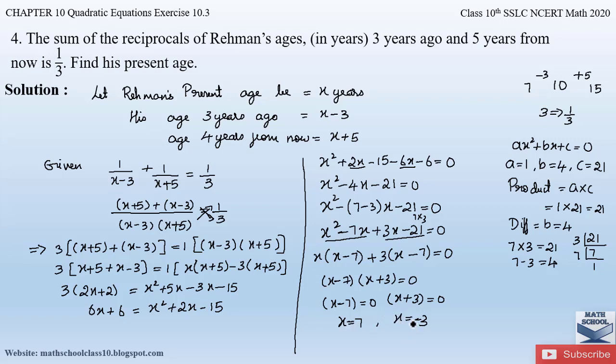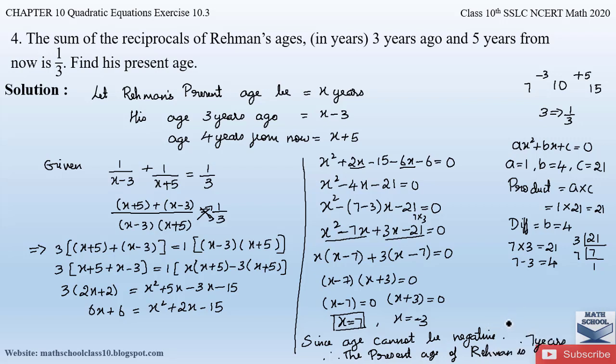Now here you observe we have got two values, x is equal to 7 and x is equal to minus 3. But initially what we had assumed x to be the present age of Rahman, right? But the age cannot be negative. Okay, so we will take the value x is equal to 7. So write down, since age cannot be negative, therefore the present age of Rahman is 7 years. The present age of Rahman is 7 years. So this is how we solve this question number 4.